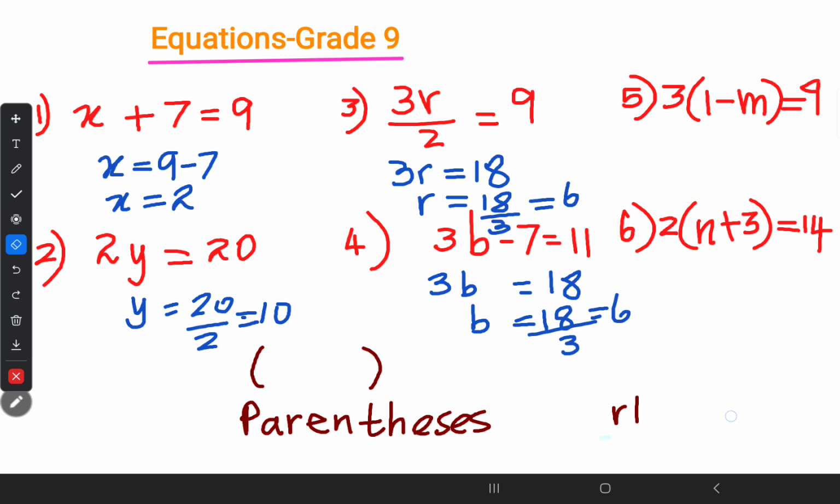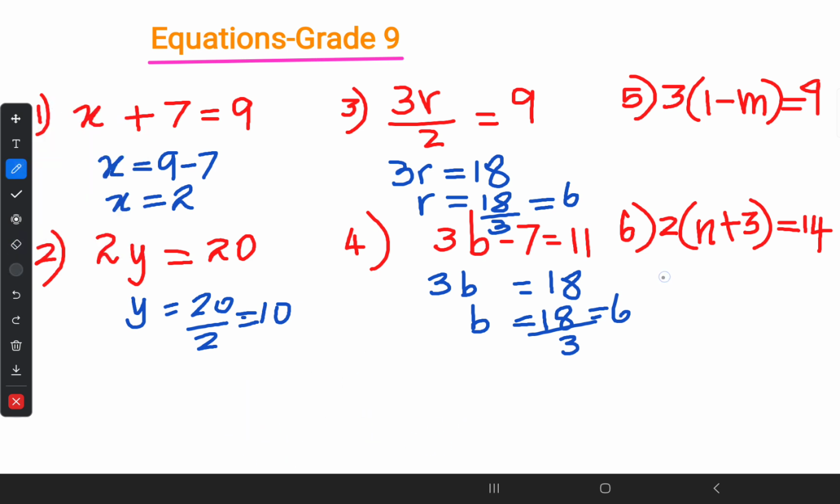Now look at question number 6. In that one, first of all, you can expand, or else you can bring that over as a divisor. Both are suitable. I will explain using both methods. You expand first, it will become 2n plus 6, which is equal to 14. Thereafter 2n remains the same. 14 minus 6 is 8. So n should be 8 divided by 2, which is 4.